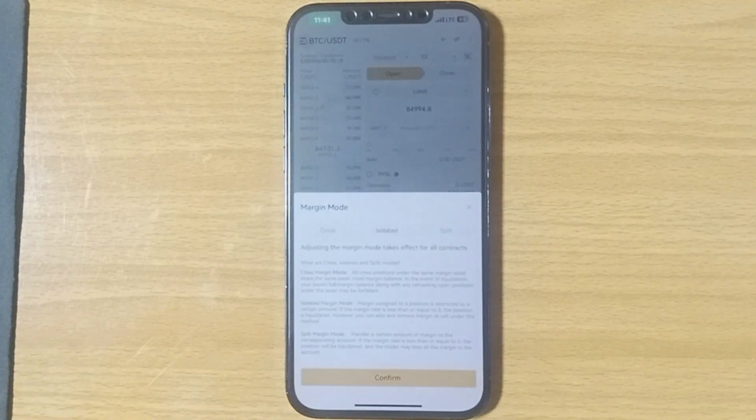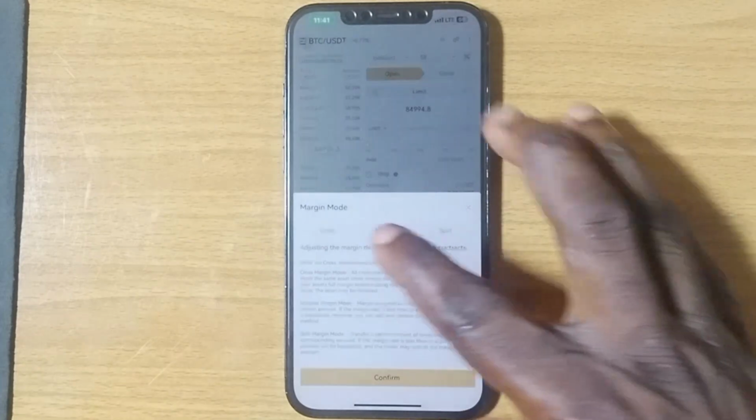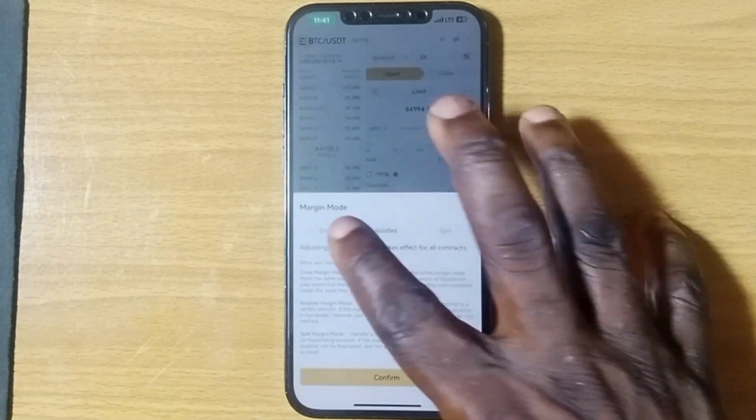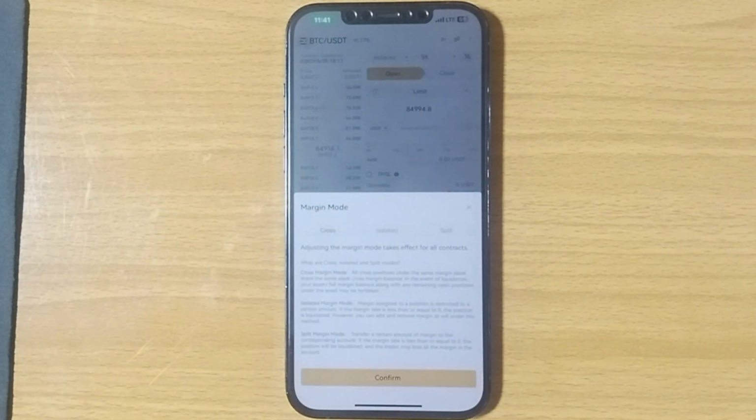So guys, I'll be covering two important buttons here, the cross and the isolated. So what is cross? Cross means that the system will trade from any amount you have in your funding wallet, which is not really good for a beginner like you. So you need to have knowledge on how to do that. So guys, I will encourage you to use the isolated.